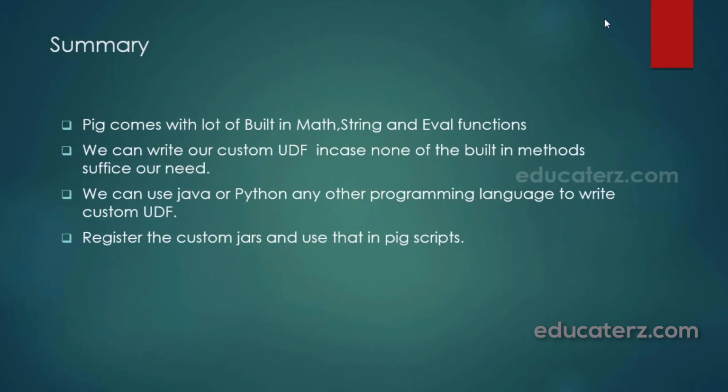So summary, in this module we have seen how to verify your built-in functions, which are mathematical, string and eval functions, and also how to write your own custom UDFs in case the built-in methods are not sufficient for your requirement. You can use Java, Python, or any other programming language to implement your custom UDFs. Once you write your UDF, export it into a jar and register that jar file, and you can directly call that method with the help of the package name dot class name. Before writing the program, just add the external jars, and then you can write by overriding the exec method.